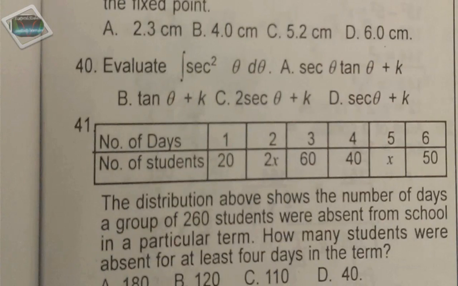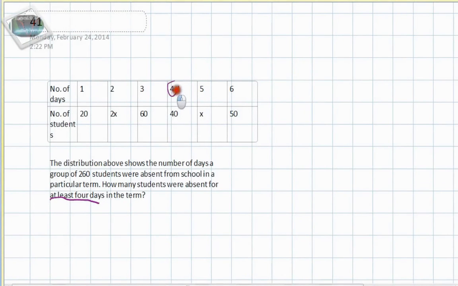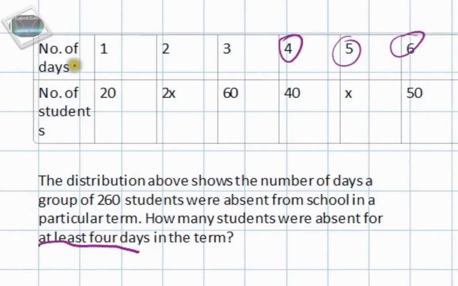So here we have question 41, and it gives us a chart, and it tells us that the distribution above shows the number of days a group of 260 students were absent from school in a particular term. How many students were absent for at least 4 days in the term? Okay, so we have to look at what the question is asking. It says at least 4 days. So that means that at the very least 4. That could also include 5, and that can also include 6. It does not include 1, 2, or 3 days missed, because that is not at least 4.